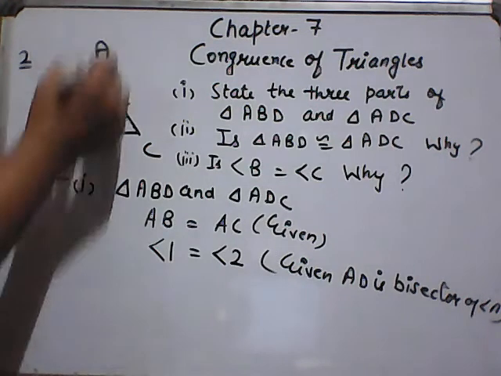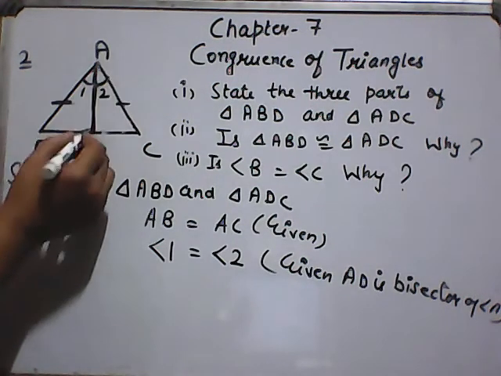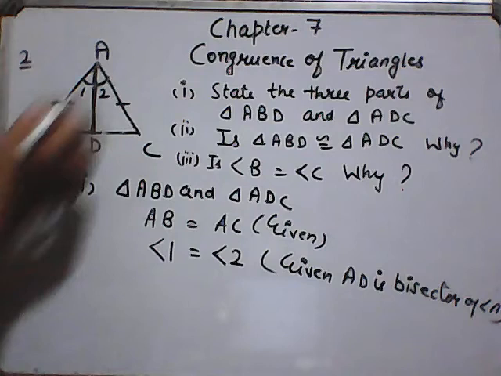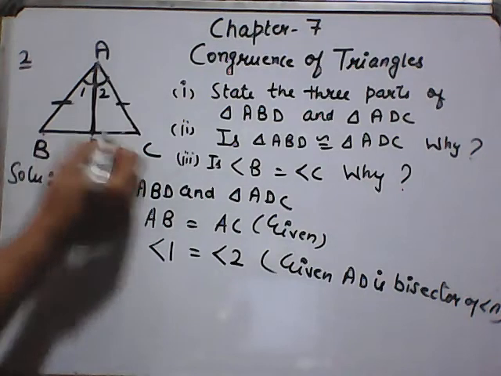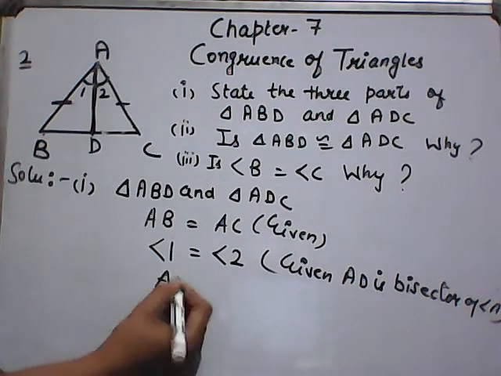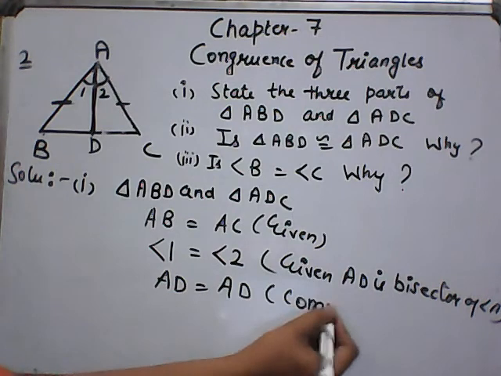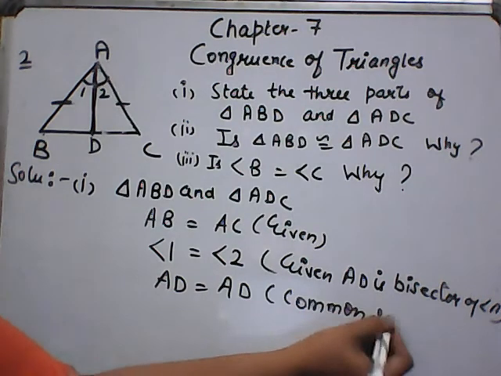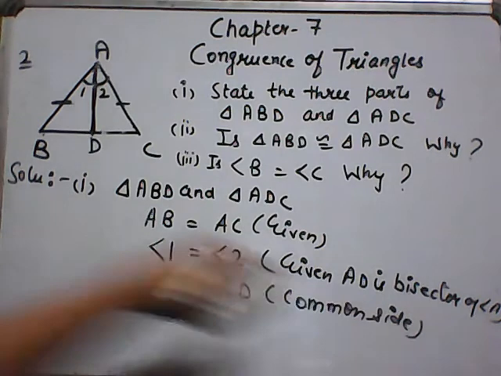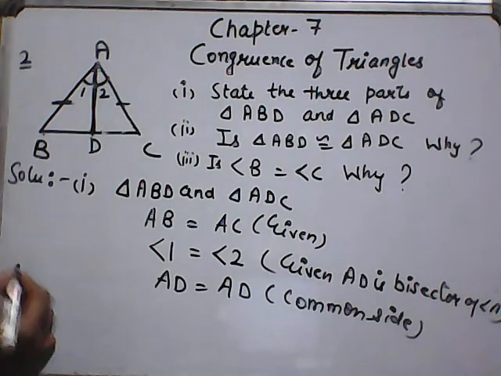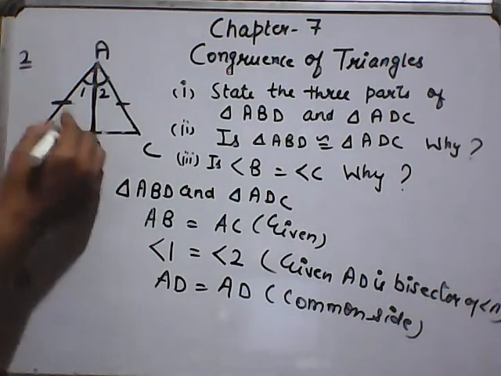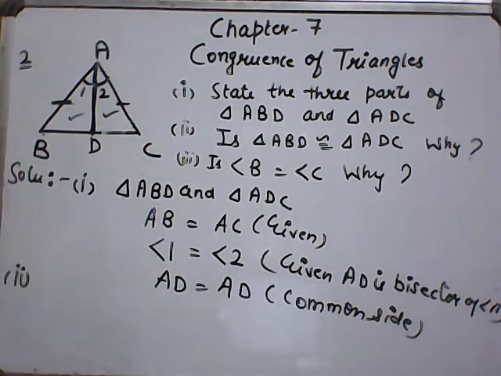Now, AD is a common side. AD is also a side in triangle ABD, and AD is also a side in triangle ADC. So, we can say AD is equal to AD. It is a common side. Now, these three are equal parts in these two triangles. In the second part, you have to check whether these two triangles are congruent or not.